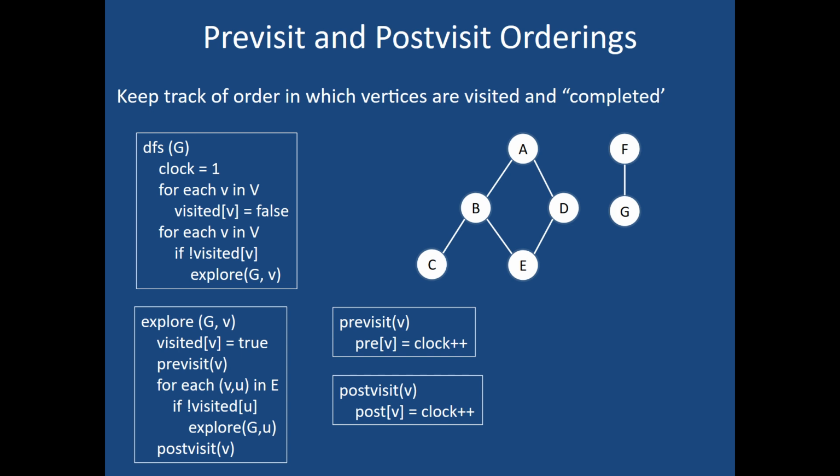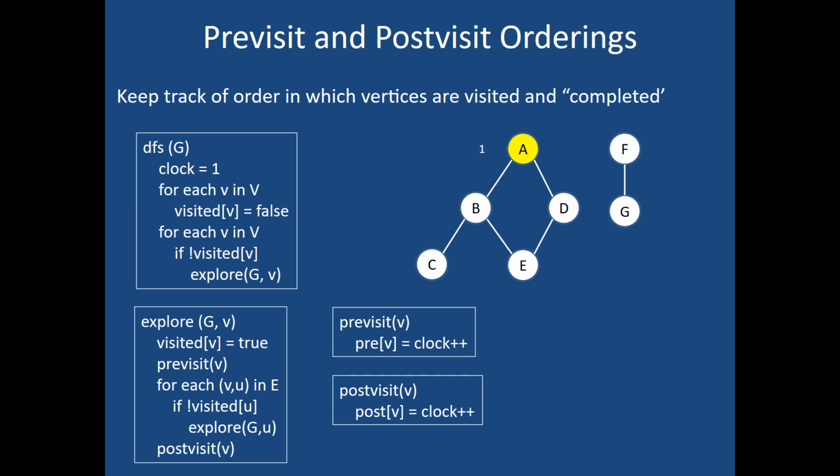That loop right there in DFS could start with A, F, D, C, E, F, G. It doesn't matter. It'd still be depth first search, but since we get to choose from all those, we'll pick alphabetical order, so we'll start with A. And so we call explore of A, and that yellow, we're marking it visited, and its pre-number is 1. Okay, so we've entered explore, marked it yellow, recorded the pre-visit number.